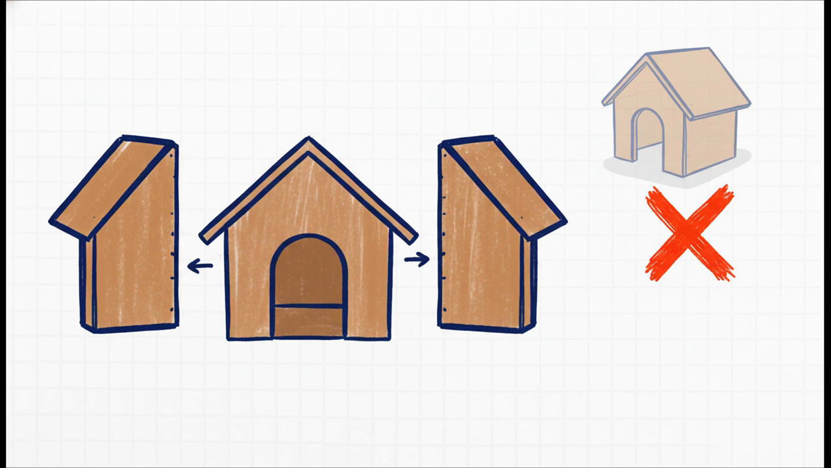So we have the front, the back, and the two sides. And this is important. Notice the crucial detail. There's no bottom face. The doghouse sits right on the ground, so we don't need to waste wood on a floor. Let's start with the front.